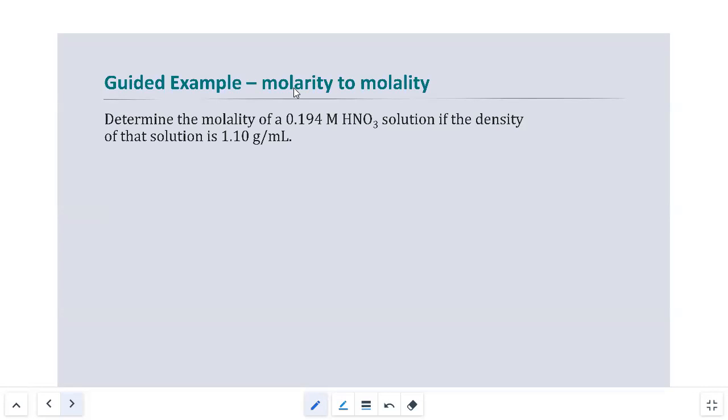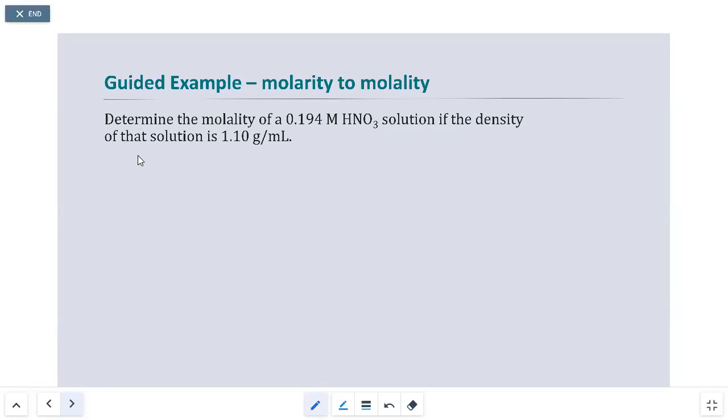So let's take a look here at an example. Determine the molality of a 0.194 molar nitric acid solution if the density of that solution is 1.10 grams per milliliter.